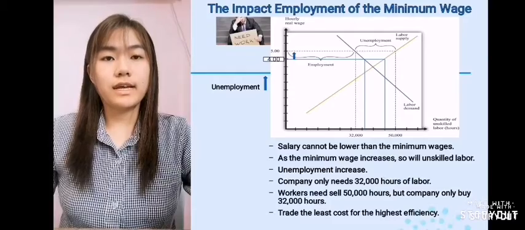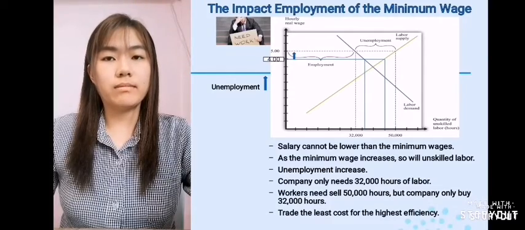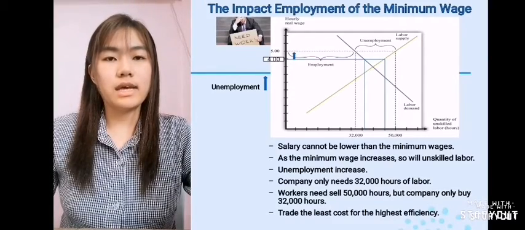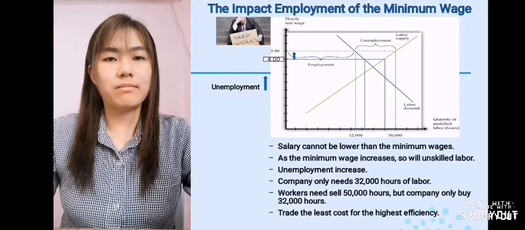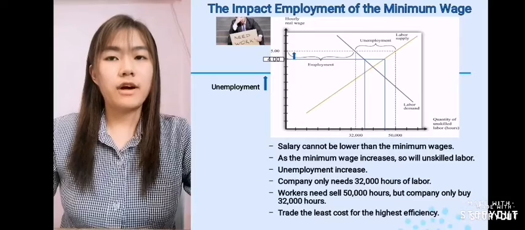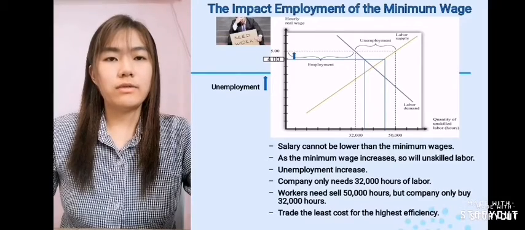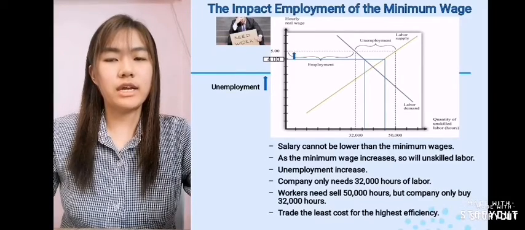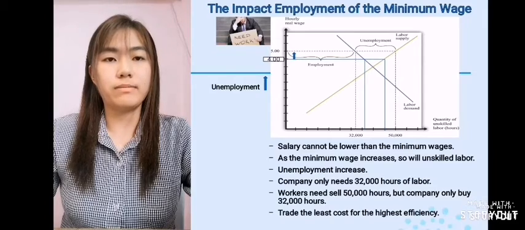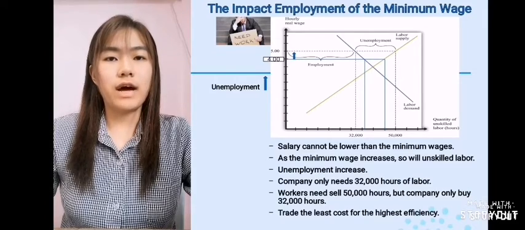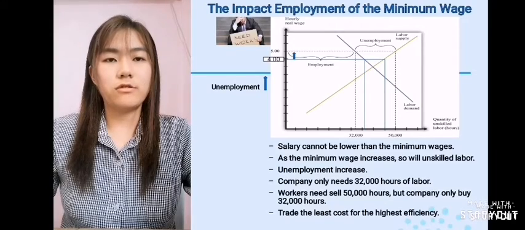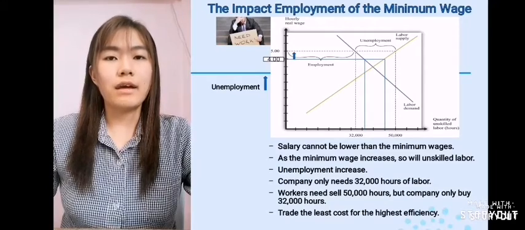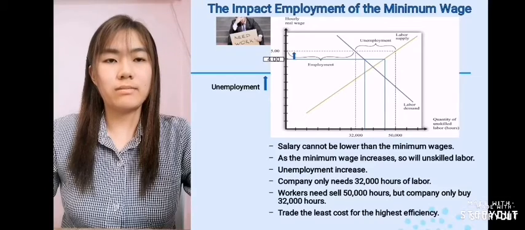The second topic is the employment effect of the minimum wage. When the government sets a minimum wage, the company's wage must not be less than the amount set by the government. For example, in the figure, we can see when the minimum wage increased from 4 ringgit to 5 ringgit per hour, the quantity of unskilled labor demanded falls from 45,000 to 32,000 hours. And we can also see that the number of unemployed has increased.